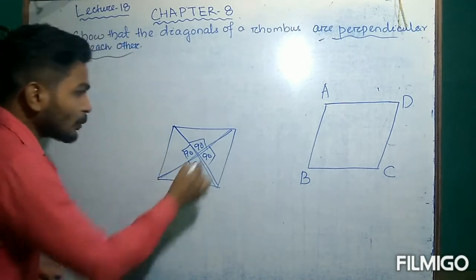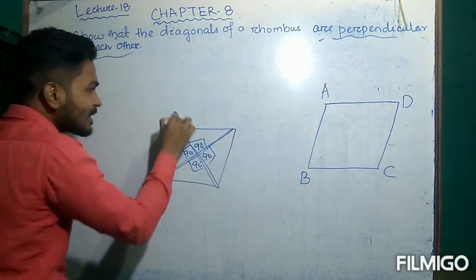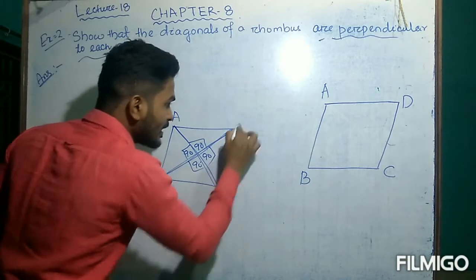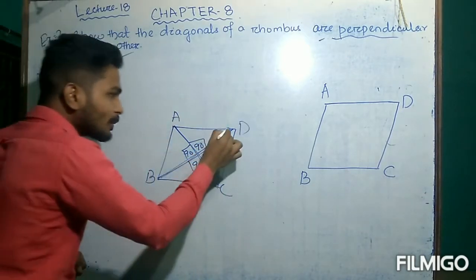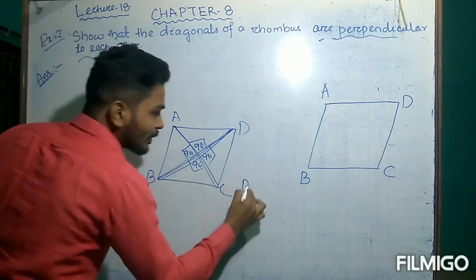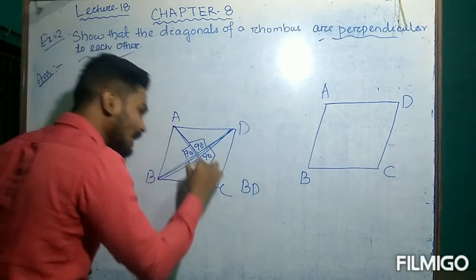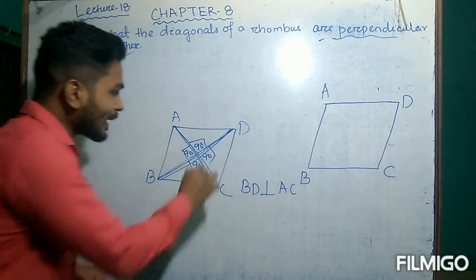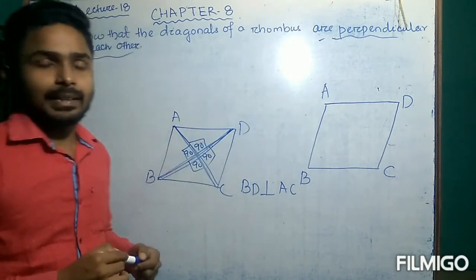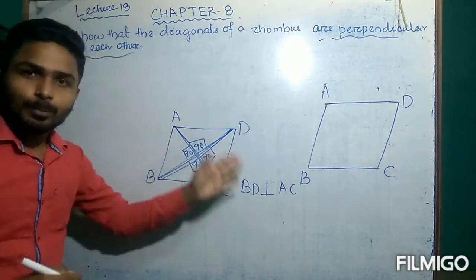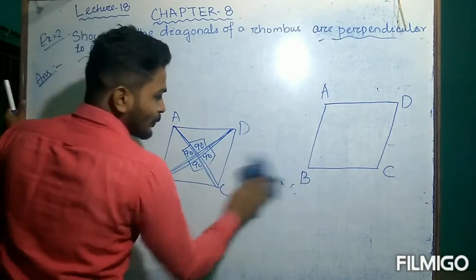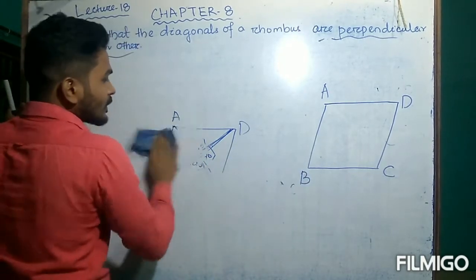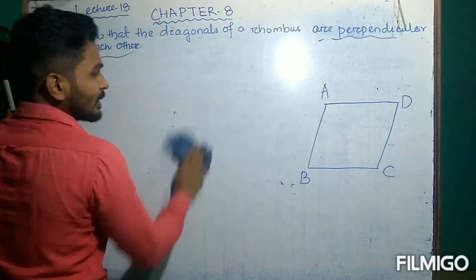So basically you have to prove that, let's say this is A, B, C, D, this diagonal BD is perpendicular to the diagonal AC. Or you can say the angle between these two diagonals is 90 degree. Okay, now we have to prove this. So let's start proving it. How can we prove it?